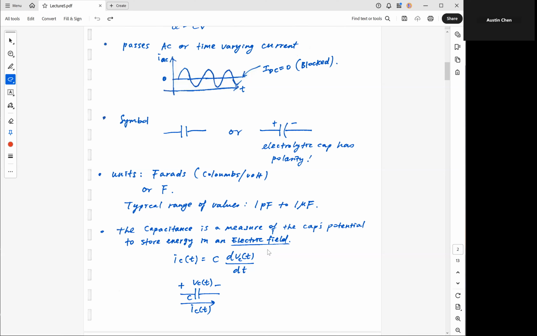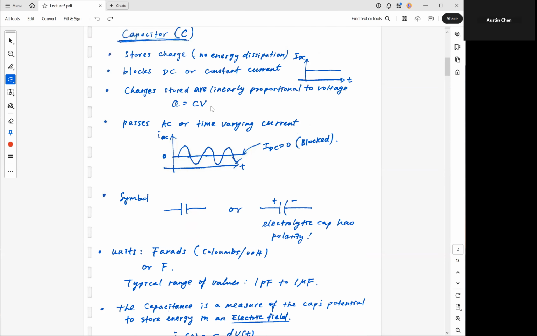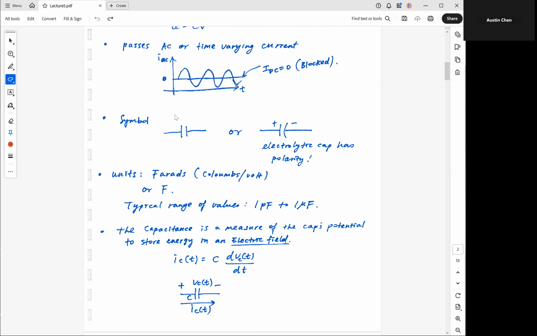So a capacitor stores electrical energy, and current passing through this capacitor can be denoted by this equation. So IC is equal to C dVc over dt. And this equation can be simply derived based on the relationship that we just talked about over here. So if we take the charge Q, we know Q is equal to CV. And we also know that the current I is equal to dQ over dt.